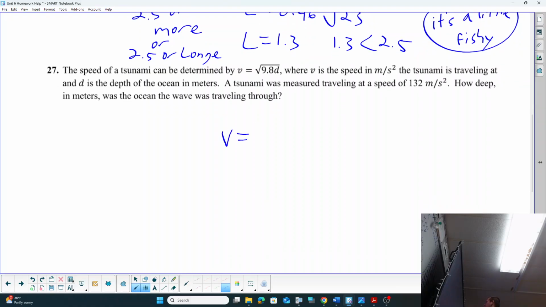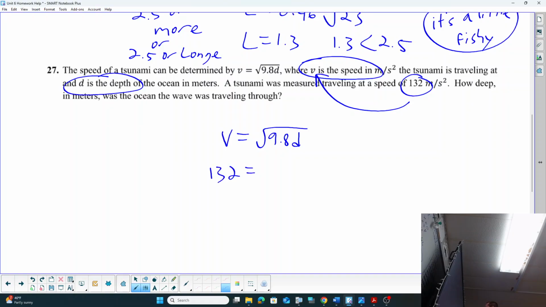Okay, last but not least, tsunami. So we have v is equal to the square root of 9.8d. v is the speed of the tsunami, and d is the depth. A tsunami is measured traveling at a speed of 132. So 132 is equal to the square root of 9.8d. And so how deep? So basically solve for d.